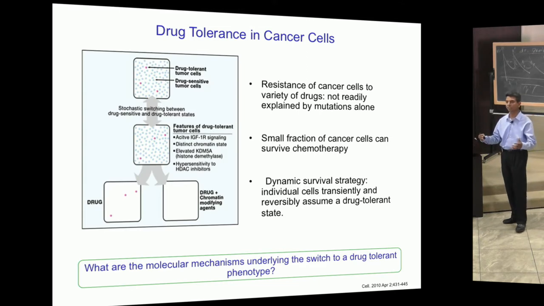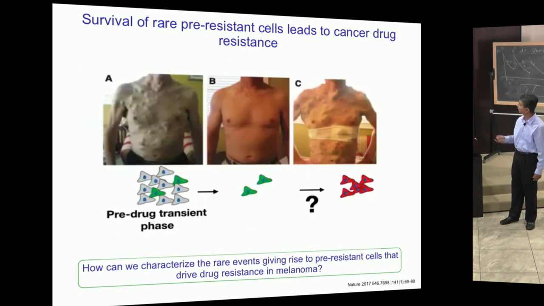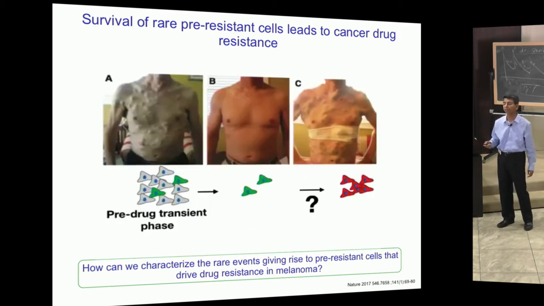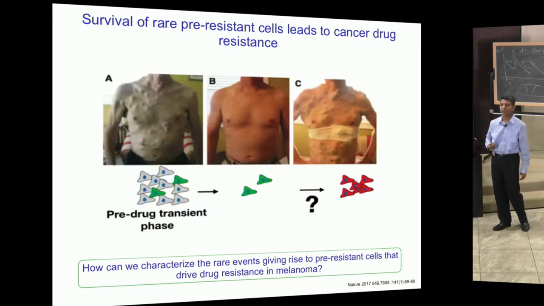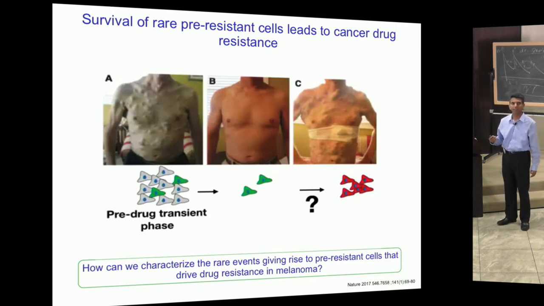So one of the big questions this study and other studies after it raised is: what are the molecular mechanisms that underlie the switch to a drug-tolerant phenotype? Now, this has been studied in many cancers, and most recently, Arjun Raj's group took it even further, and they showed that the effect is more pernicious. So here's an example of a patient suffering with melanoma. The biggest problem we have now in cancer treatment is that cancers develop drug resistance.